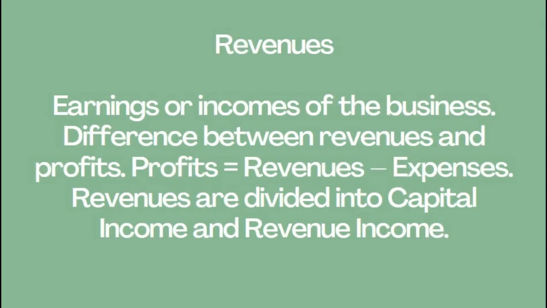And the last of the pillars is revenues. The term revenue is described as the earnings or incomes of the business. The difference between the revenues and profits is the expenses. The equation can be made: profits equals revenues minus expenses. The revenues are divided into capital income and revenue income, same as the revenue expenditure and capital expenditure.